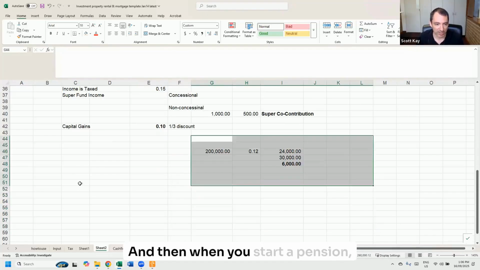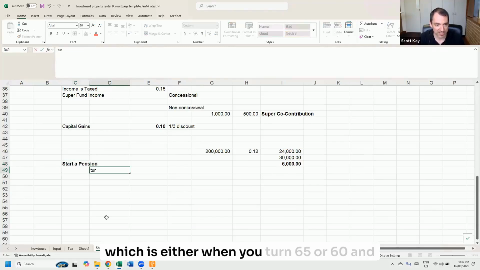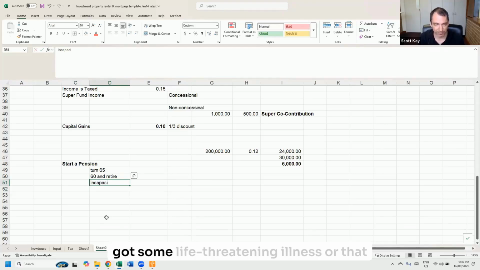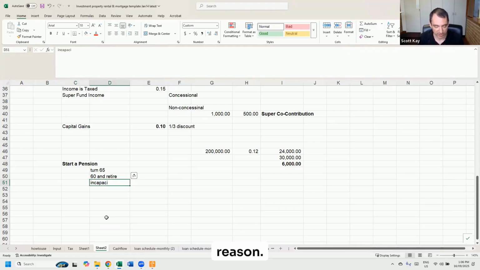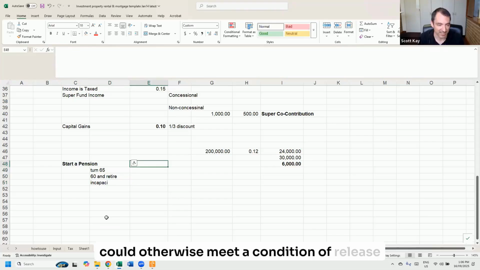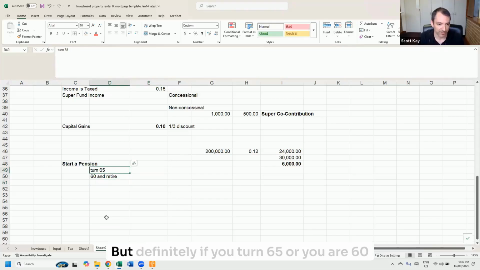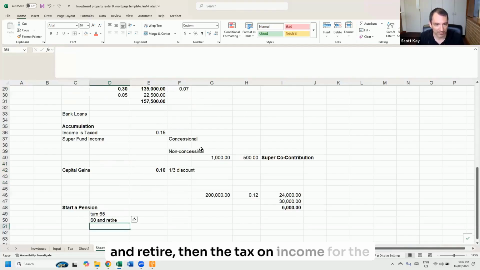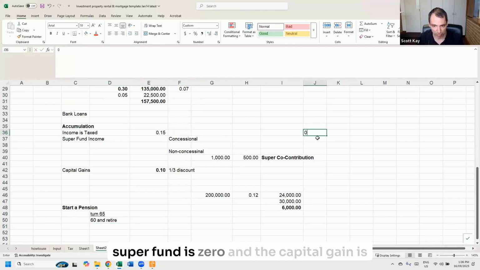And then when you start a pension, which is either when you turn 65 or 60 and retire, or sometimes incapacitated, like if you've got some life-threatening illness or that type of thing, there could be some other reason you could otherwise meet a condition of release to be able to start a pension. Definitely if you turn 65 or you are 60 and retire, then the tax on income for the super fund is 0, and the capital gain is 0.